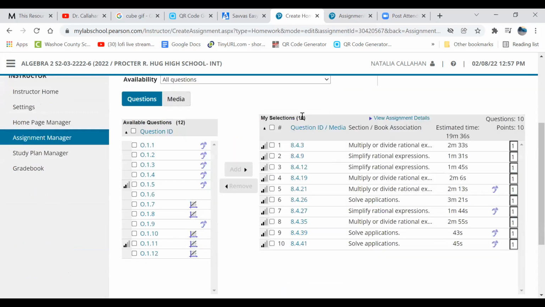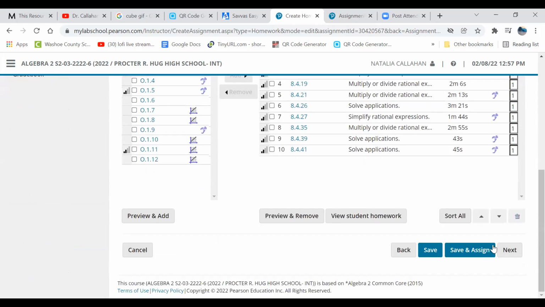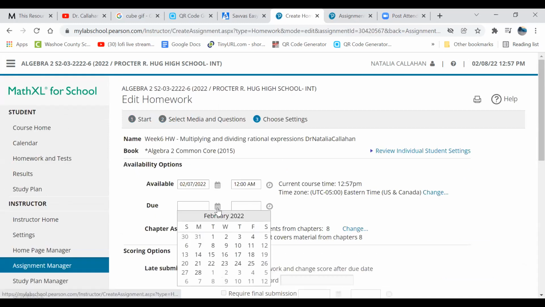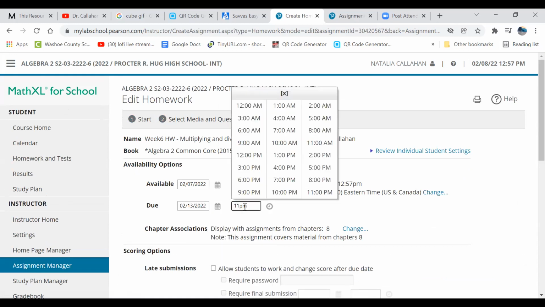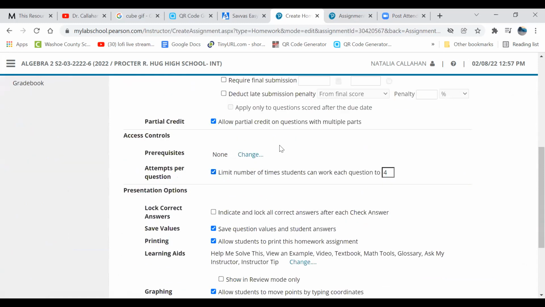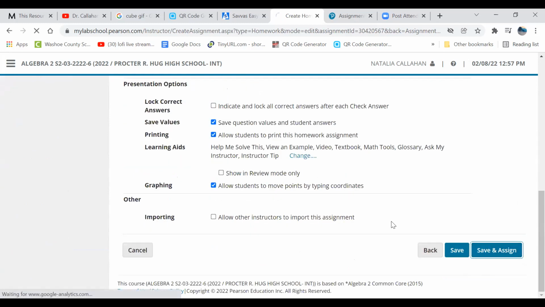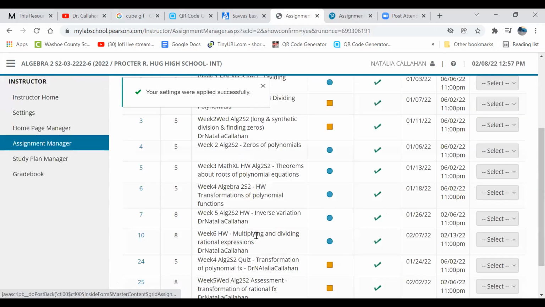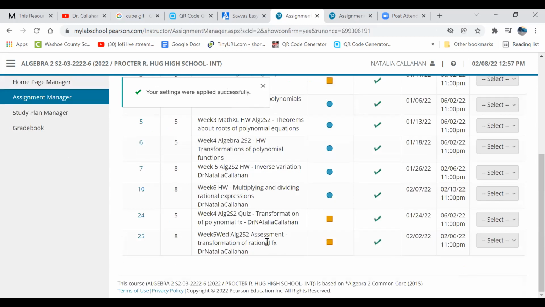I'm just going to put week 6 homework, multiplying and dividing rational expressions. There are 10 questions, and it is going to be due this Sunday, the 13th, by 11 p.m. You are allowed to have 3 attempts on this assignment, and then save and assign. So you will have that right here for your homework assignment for this week, week 6, sorry, not week 5.